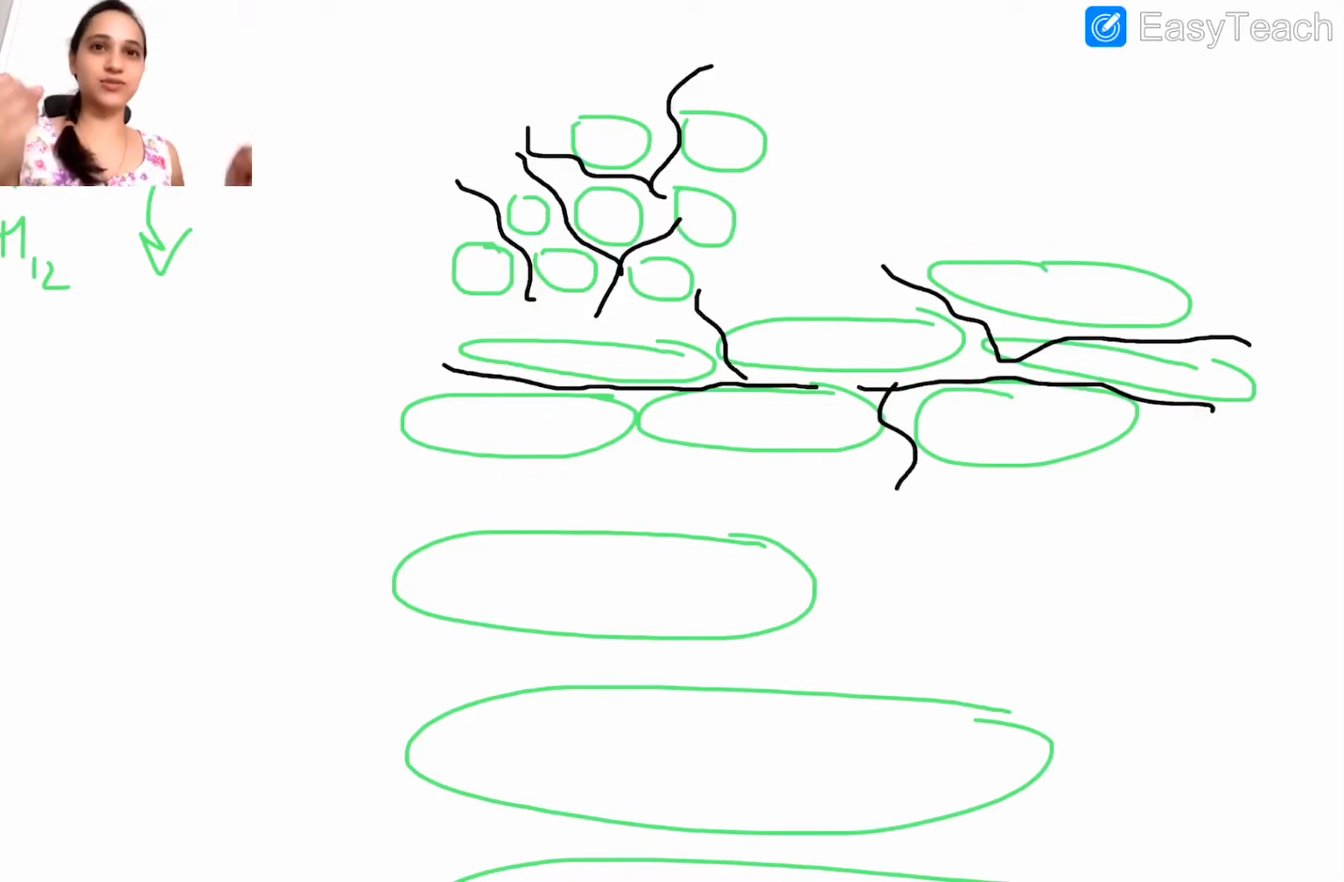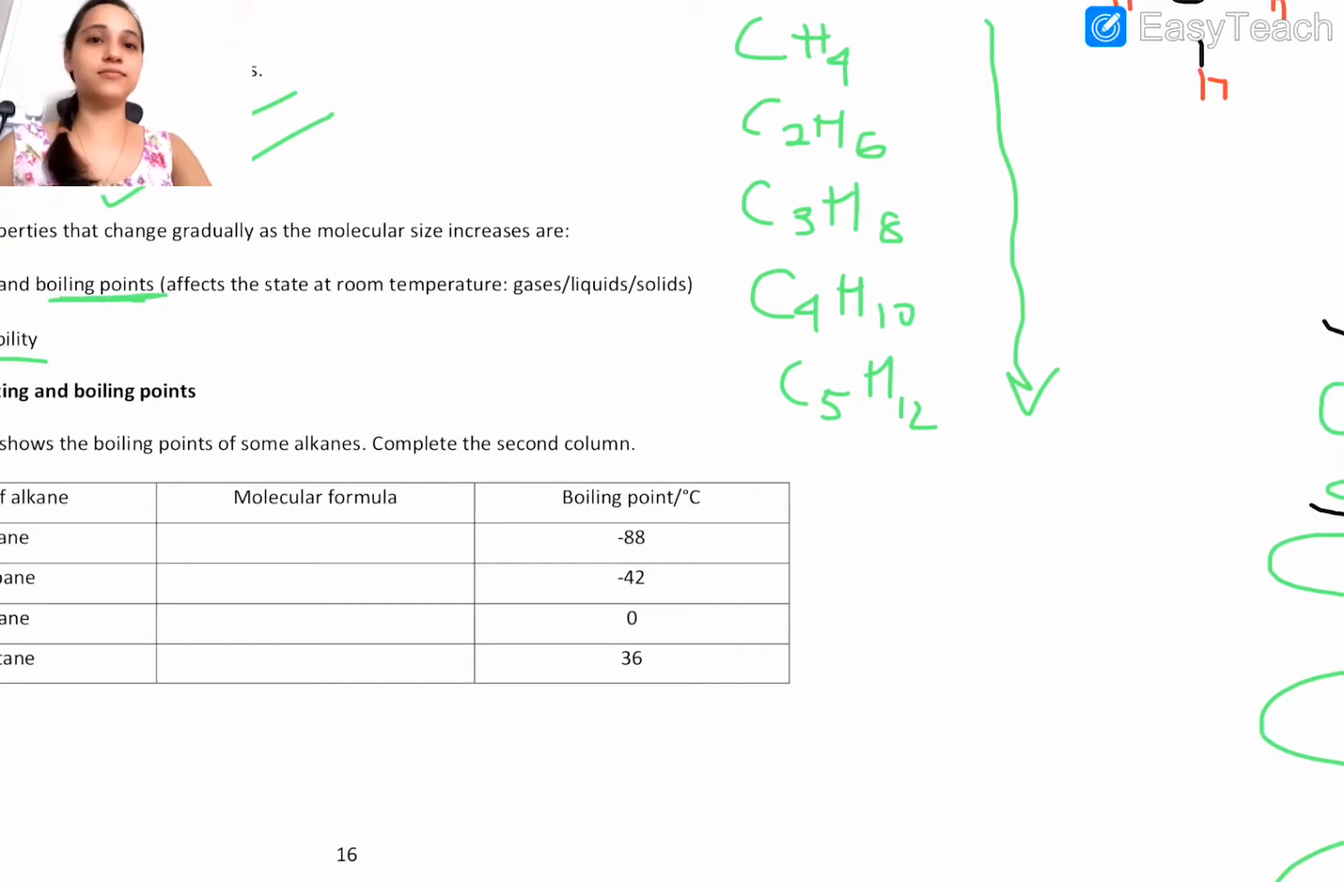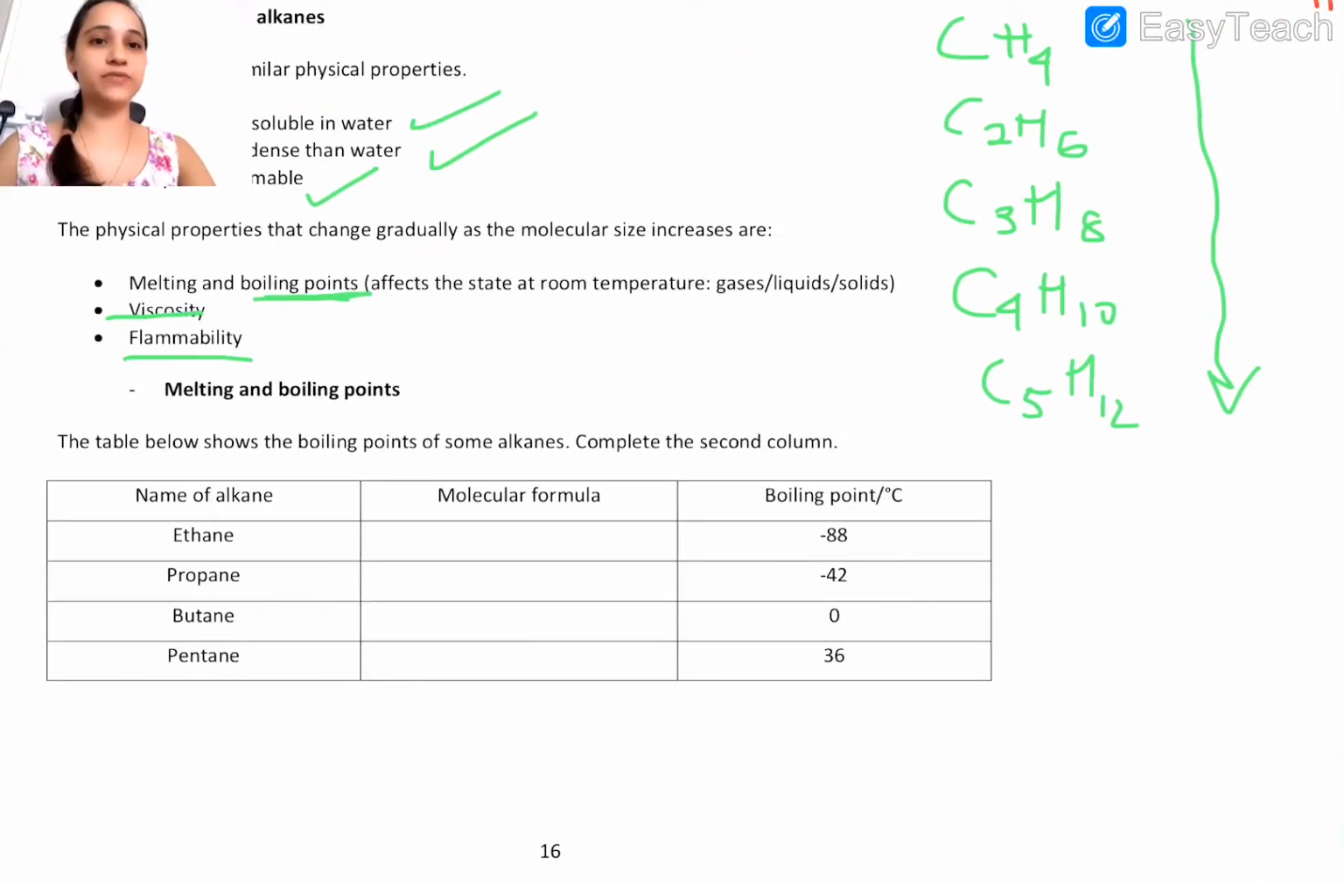So which means that you'll need to supply more energy to break the forces of attraction between the molecules. As the molecules get bigger, there are more interactions between them, which means you need to supply more energy to break the forces between the molecules, so the boiling point is going to increase. Because when you're boiling, you're actually breaking forces of attraction. So this is what you see here. Boiling point for ethane -88, propane -42, butane 0, pentane 36.